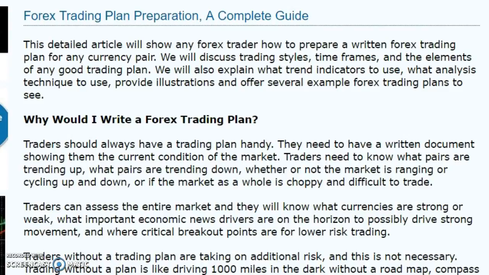So this is a detailed guide. We're going to show you what trend indicators to use, what time frames to use, and what analysis technique to use. And then we'll show you some example trading plans.